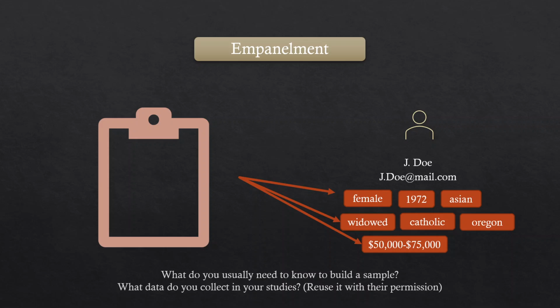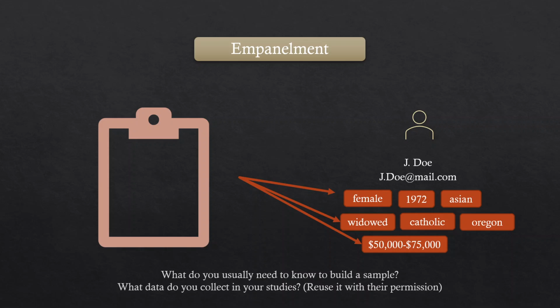Again, you can then use these to target your recruitment emails to only females or only people who make $50,000 to $75,000. When you're putting together your empanelment survey or your empanelment process, because it doesn't necessarily have to be a survey, you need to answer two questions.